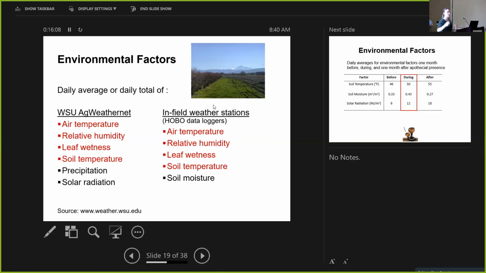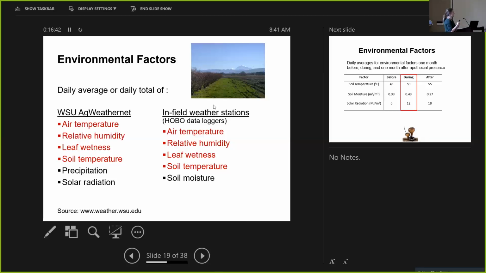If you're not familiar with WSU Ag WeatherNet, it's a publicly accessible network of weather stations, whereas in-field weather stations are sensors that can be placed in your own field or preferred spot. I wanted to see if the WSU Ag WeatherNet can be used by everybody to predict their infection risk of these ascospores, just to see if you can use that or that you need to have purchased your own in-field weather station to calculate it appropriately.